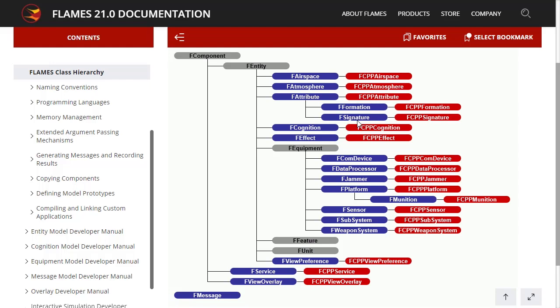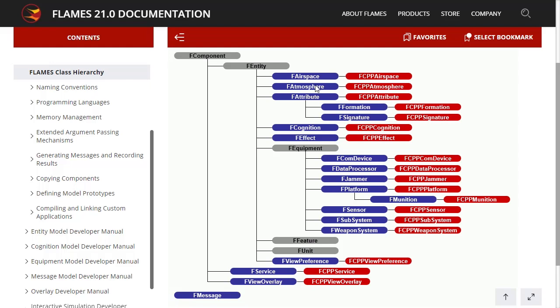Or we have two other subclasses of attributes: formation and signatures. Signatures are observable characteristics of platforms, and formations are just geometry that describes the relative position of units as they move. So those are two known Flames types of attribute classes, and they get attached and used primarily by platforms and sensor models. But you can come up with your own attribute classes, and there are other attribute classes in Flames that are part of the example models, particularly the starter models that inherit attribute directly. It's a pretty handy class for a lot of different purposes.